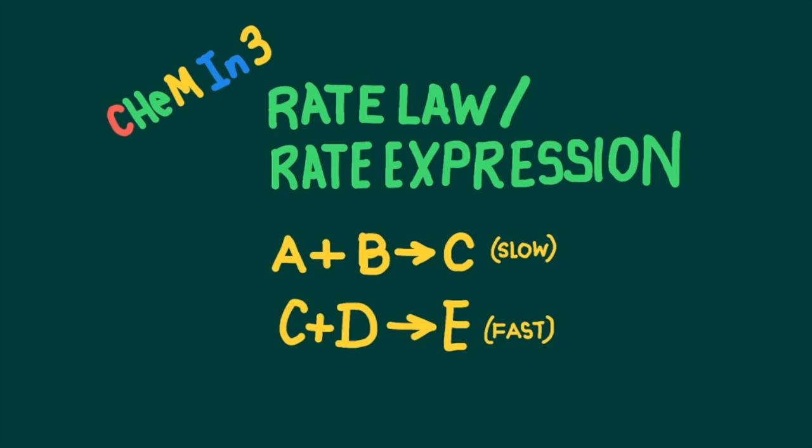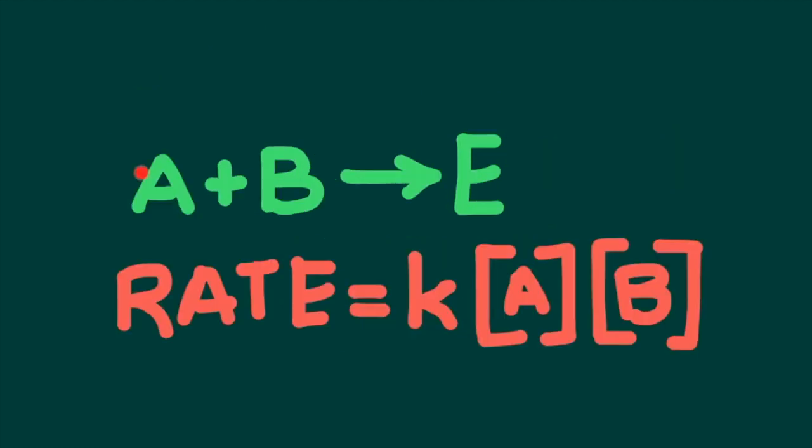And in this case, the rate of the reaction is going to be directly related to these two in the rate determining step or the slow step, but the final product would be E. The summary equation for the reaction would look like this, but the rate law or the rate expression would be based on the concentration of these individual reactants, making this particular reaction first order with respect to A, first order with respect to B, and overall a second order reaction.